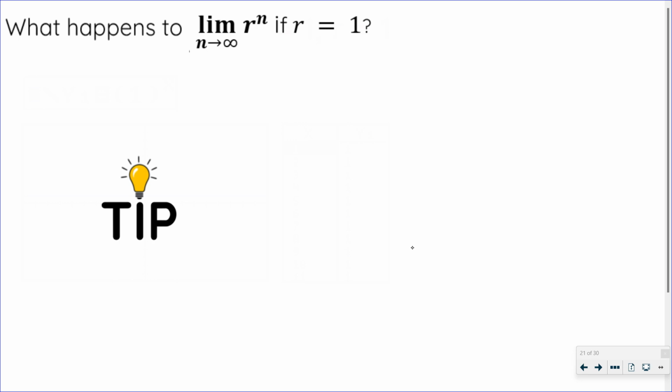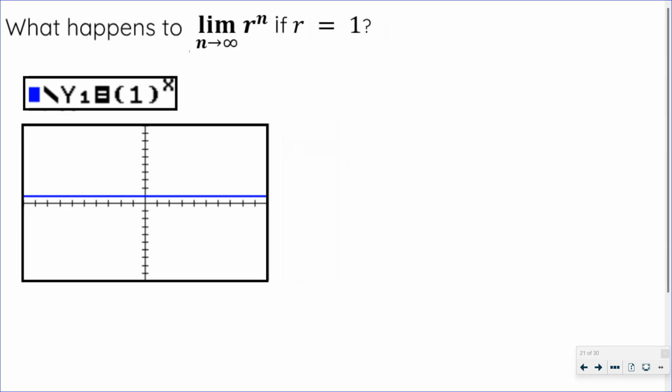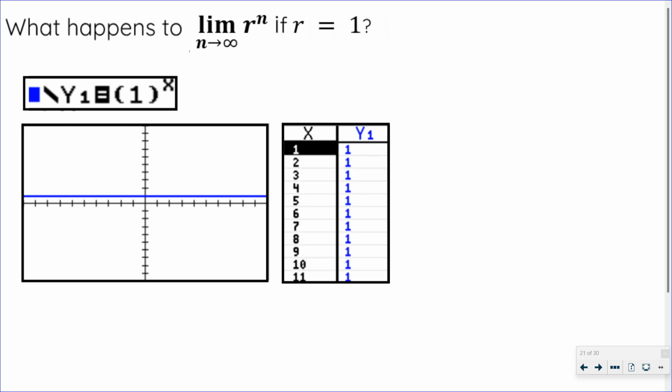I think the easiest way of doing this is looking at it on a graph. If I make my base 1 to the x and graph it, I get a horizontal line. The reason is that you're always multiplying by 1. If you look at the table of values, regardless of what x is, your y value will always equal 1. So the limit as n approaches infinity of r to the n will always equal 1 when the base is 1.